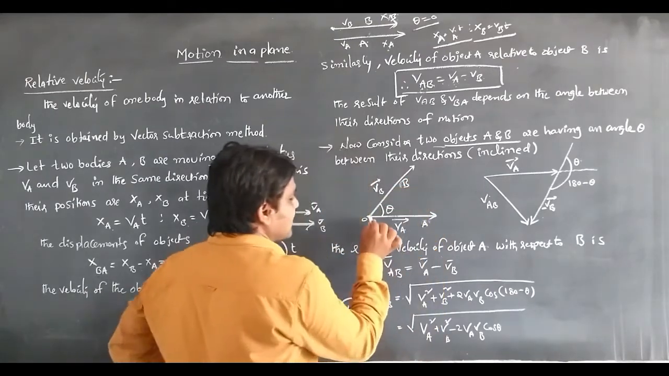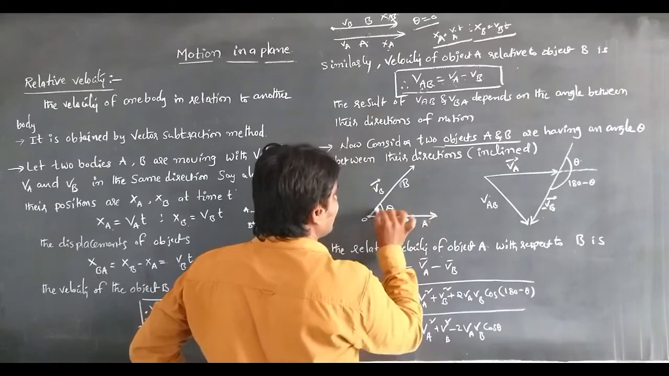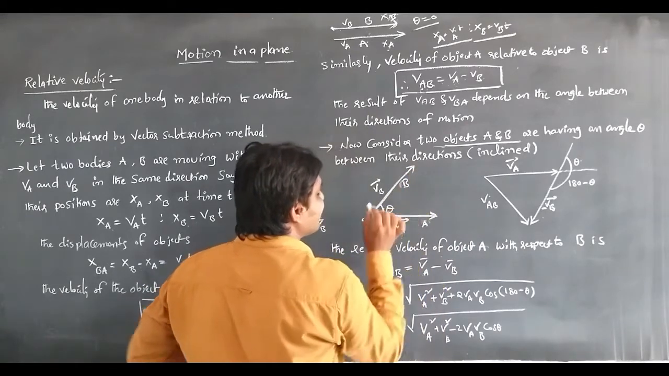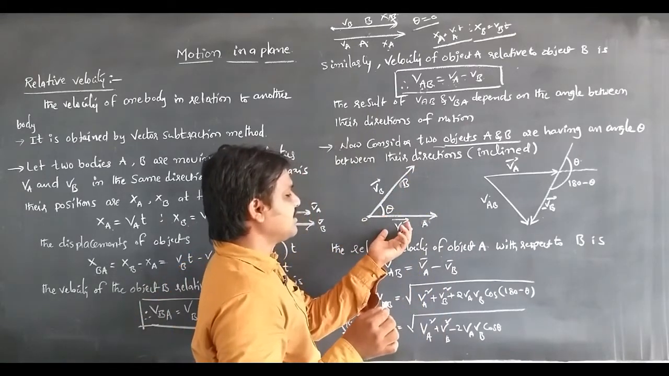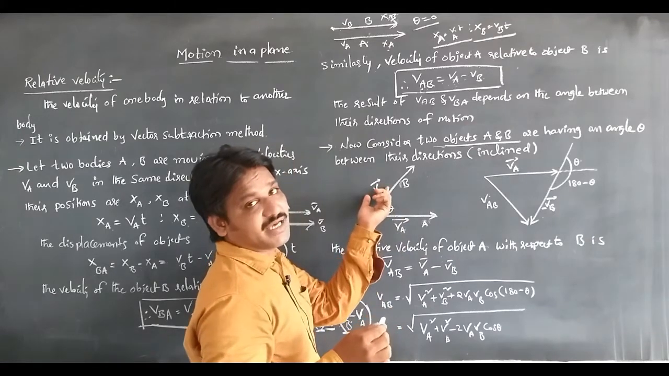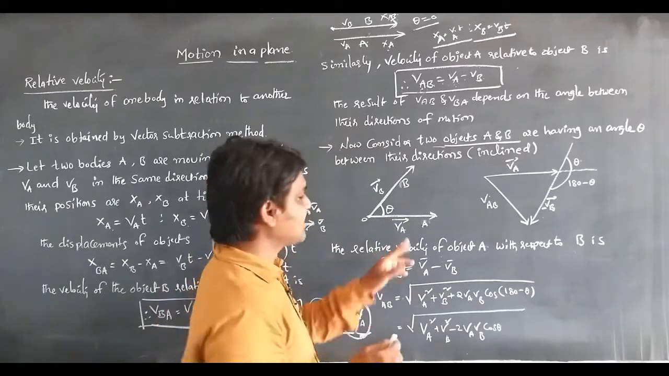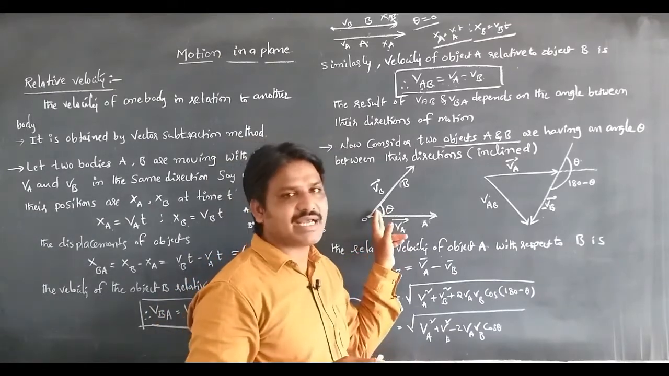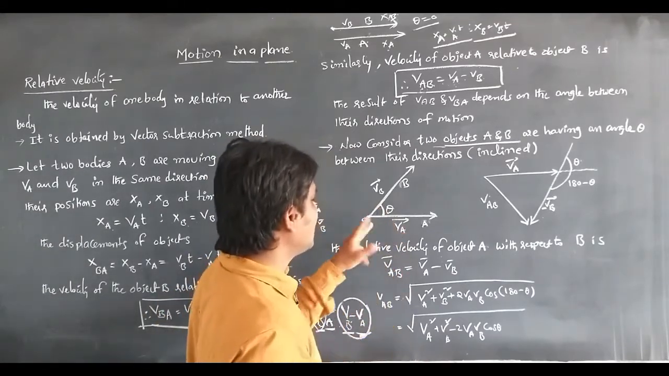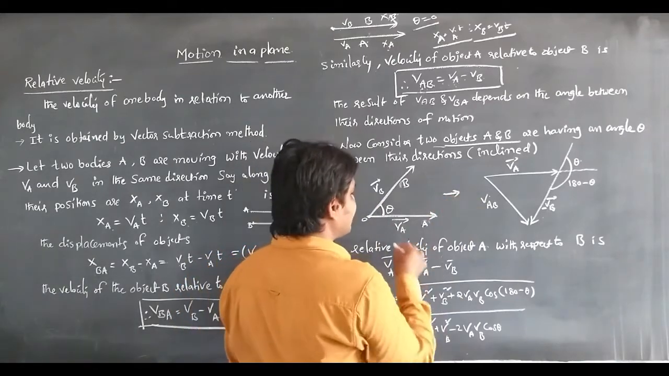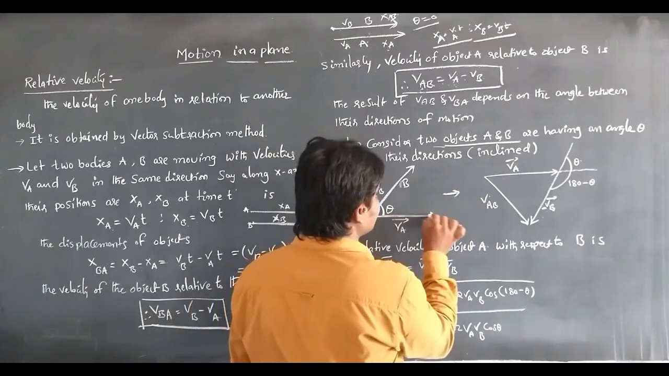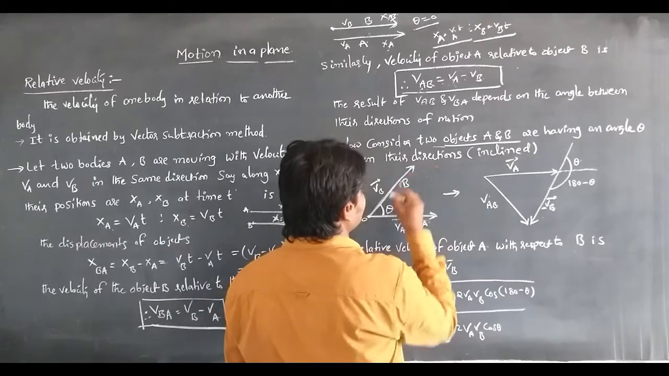Here, the body A and the body B are making an angle theta with each other. Velocity of A is this one, and VB is the velocity of the object B. Then they are mutually inclined, which means they are making an angle with each other, that is theta. To find the relative velocity, we should take the resultant, because this one is in this direction and this one is in this direction.